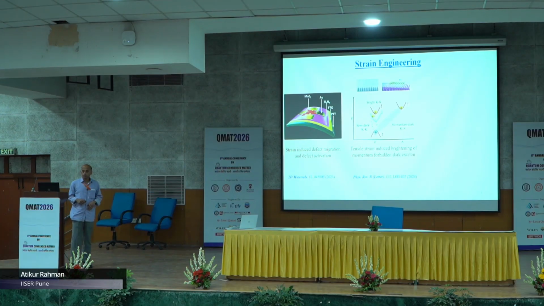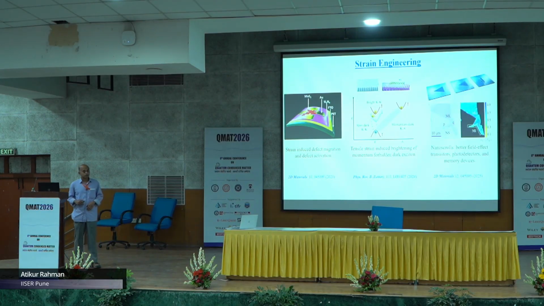There is another, easier way of applying strain. You can place them on a textured substrate and apply strain on a nanometer length scale, a few tens of nanometers. We showed that by placing a WS2 monolayer on top of this kind of substrate, you can brighten the momentum-forbidden dark exciton.